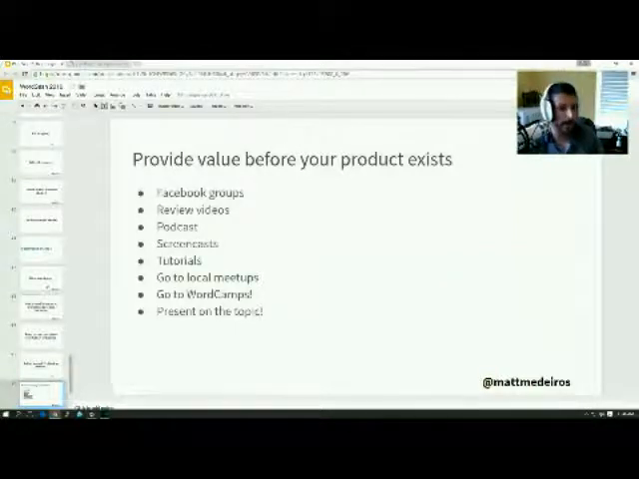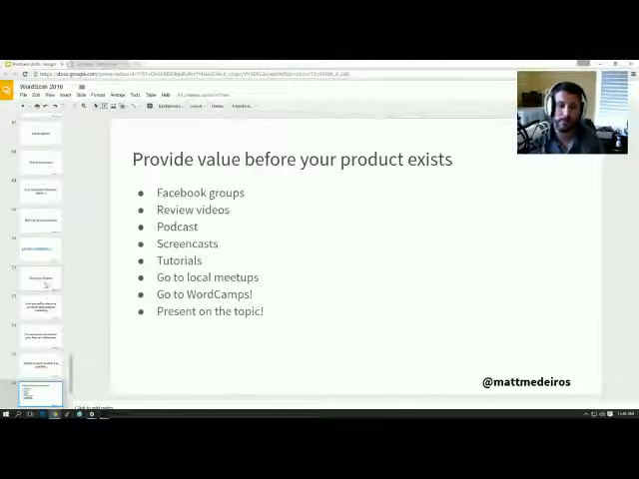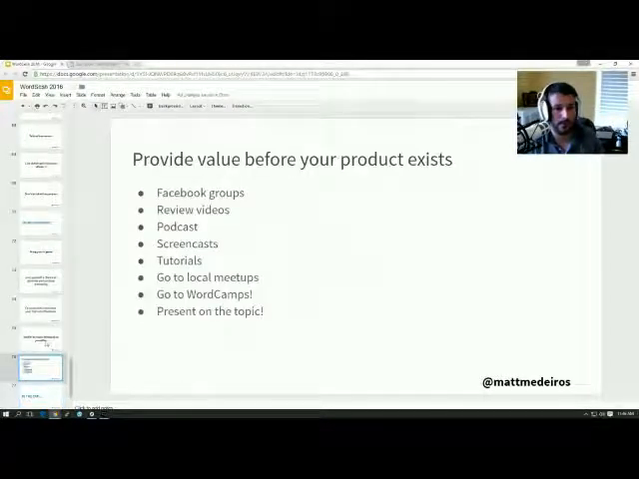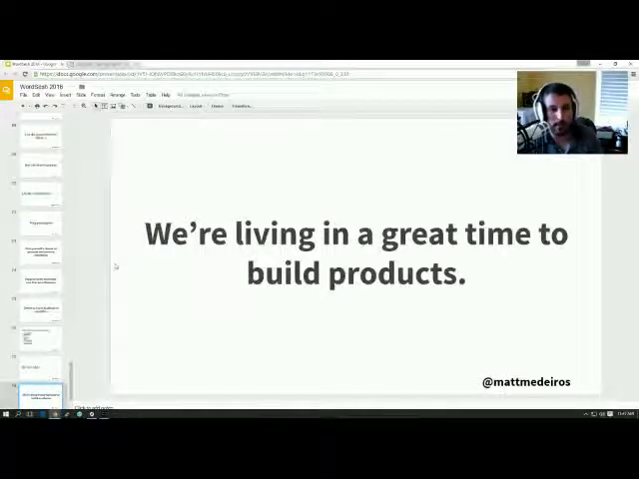Hey, Dave, provide value before your product exists. Right? This is awesome too. So again, we're talking about testing this product before you even write a line of code, before you even spend $1. Whoops. I think we talked about that before. Maybe this slide wasn't supposed to be here, but anyway, Facebook groups, review videos, podcasts, screencast tutorials, provide the value before you build the product, and just gauge that value to see if people will be coming to buy this.